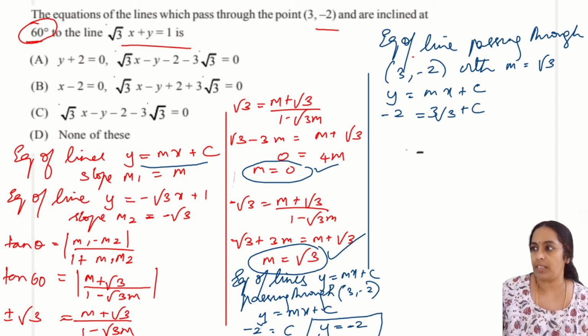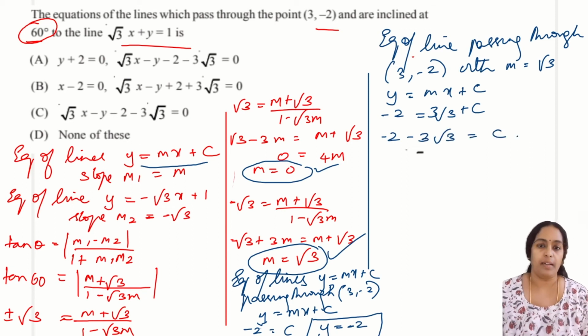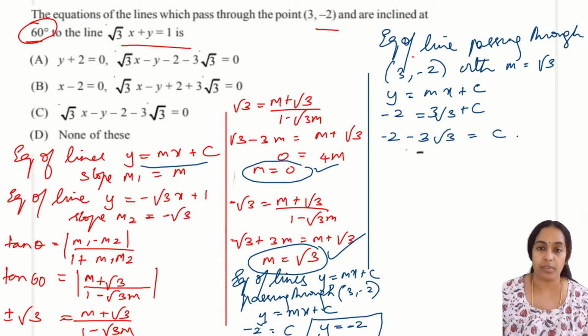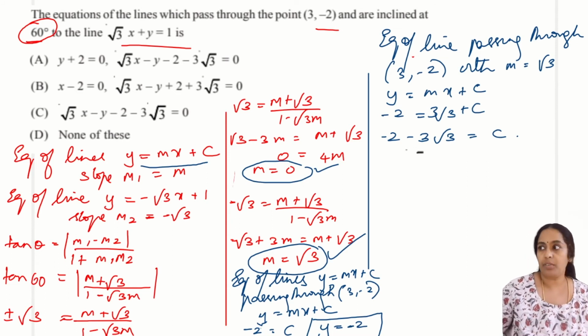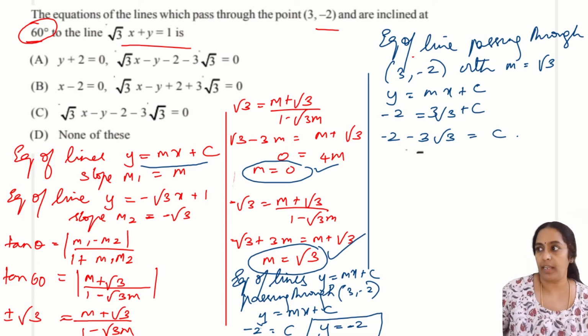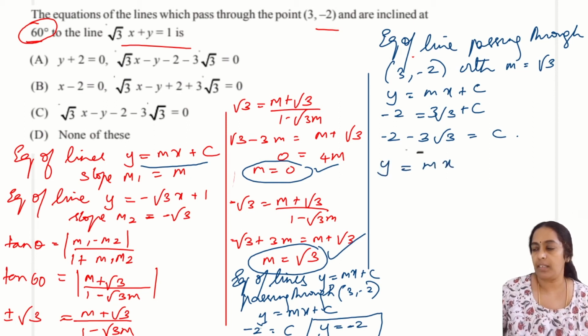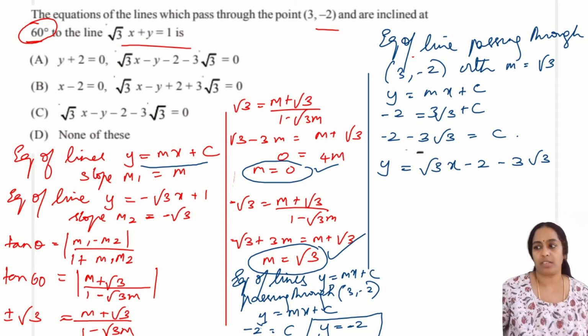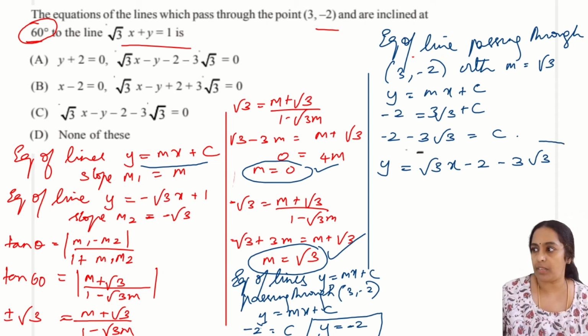So what is my c value here? Minus 2 minus 3 root 3 is my value of c. Put it again back in the general equation of the line. So I will have y equals mx, m is root 3. So y equals root 3x plus c, and c is minus 2 minus 3 root 3. So which option A, B, C, D matches? So this is my second equation of the line.